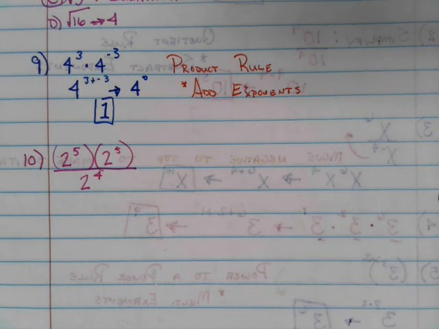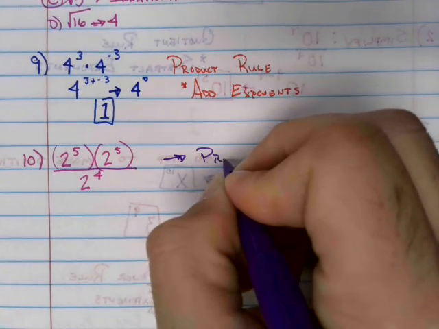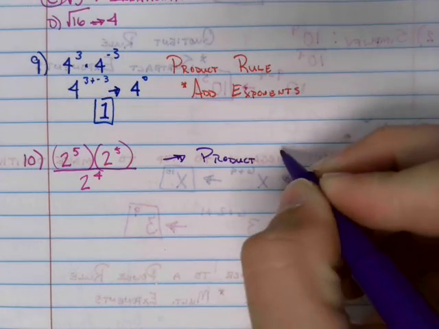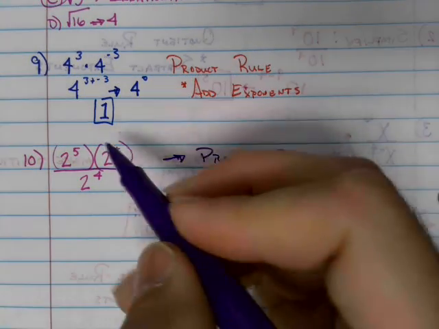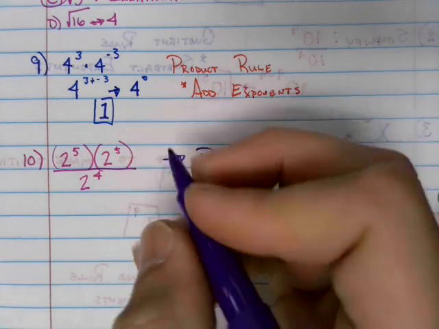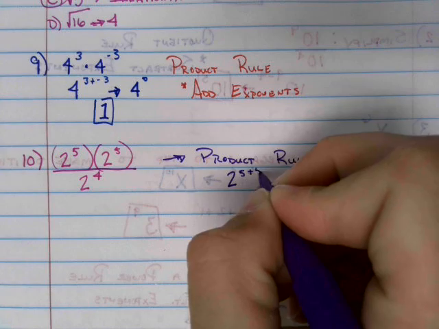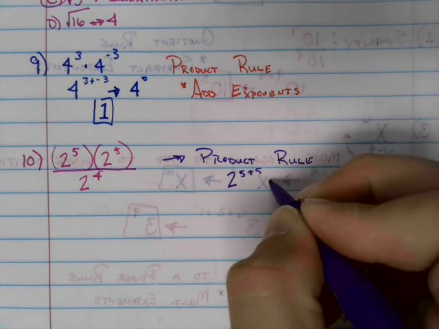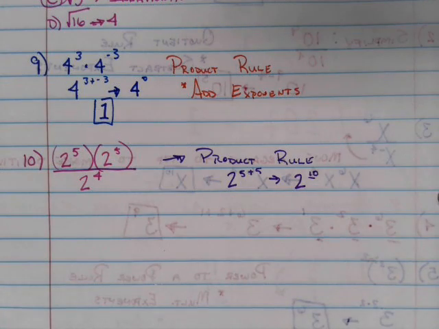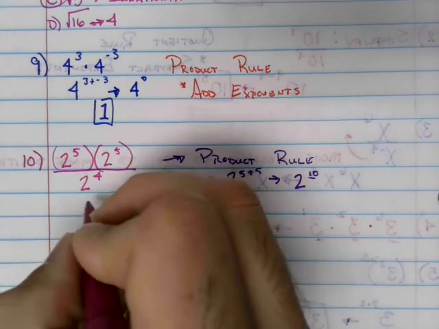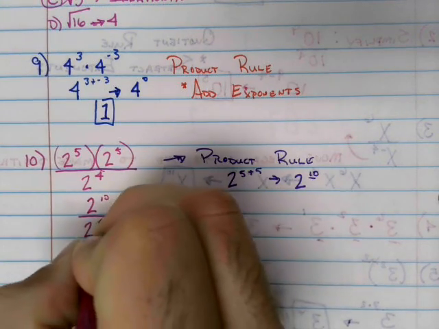And what we've got going on at the top, okay, is our product rule. And with our product rule, what are we going to do with our exponents? We're going to add them, okay? So with our product rule at the top, we're going to add those exponents. First, I have 2 to the 5th plus 5. So what is 5 plus 5? 10. So your numerator is 2 to the 10th, and I'm going to leave it over 2 to the 4th.